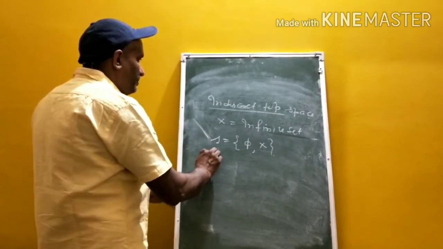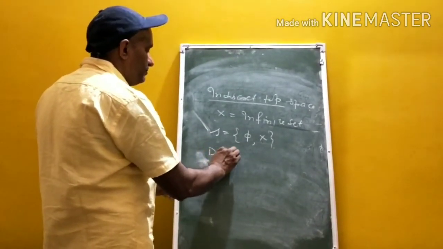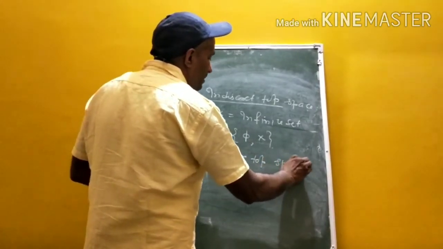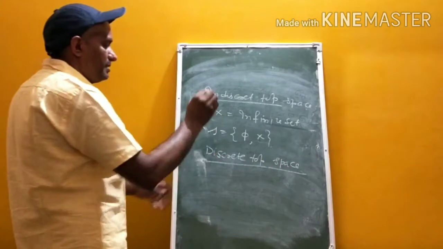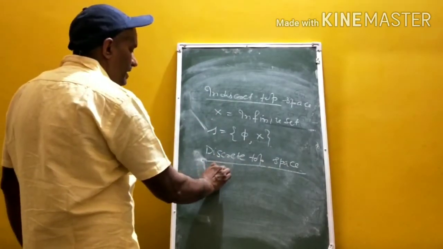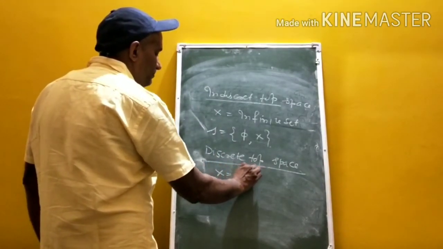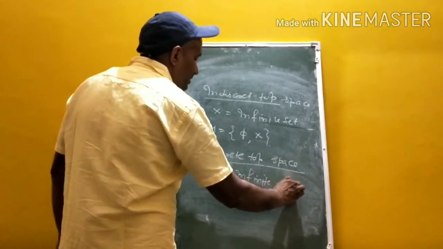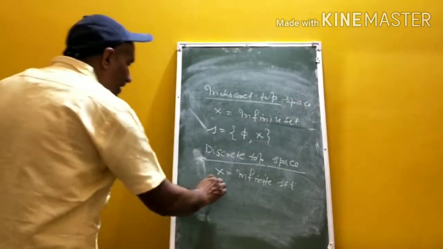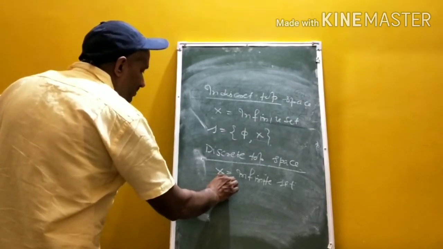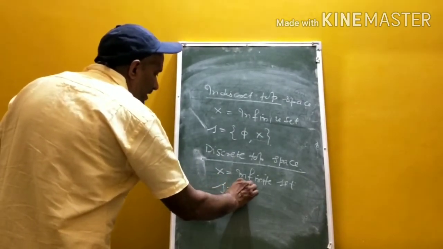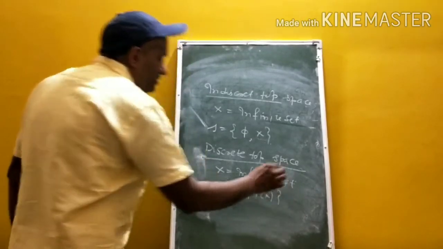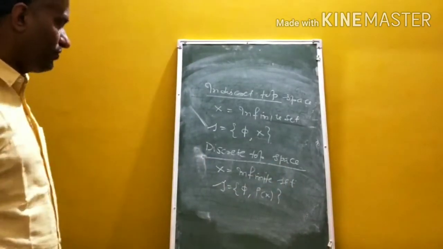Now we come to discrete topology. A discrete topological space is not compact when X is infinite. Suppose X is an infinite set. In the case of discrete topology, the topology T is the power set of X, the collection of all subsets of X.